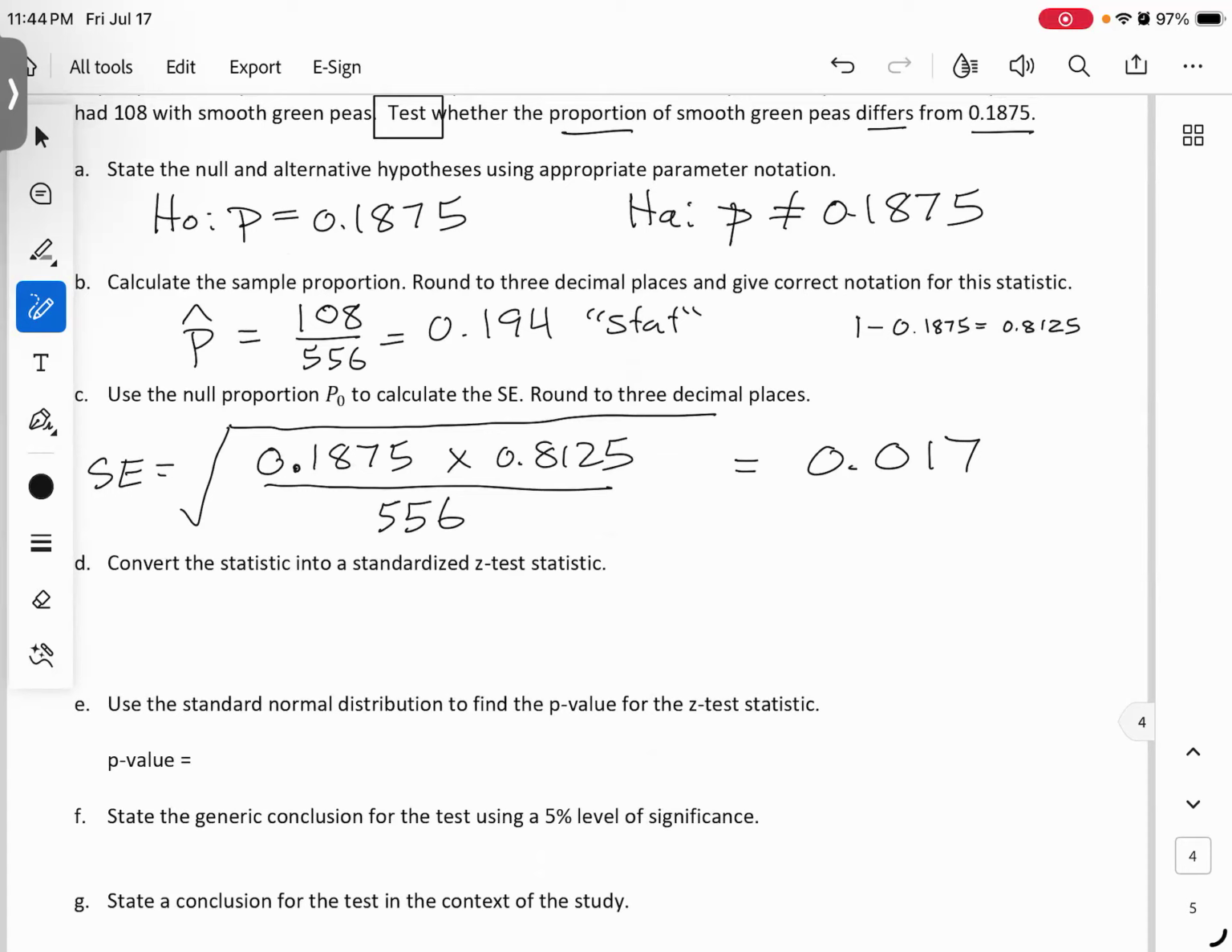Now, this one we're not doing a confidence interval. What we're going to do now is standardize this. And that's the little formula that they have on top, which is the statistic minus the null over the SE. And we've got all three of those numbers. We've got our statistic. We've got our null value. And we've got our standard error that we just got a few moments ago. And you would put this into your calculator and see what you get.